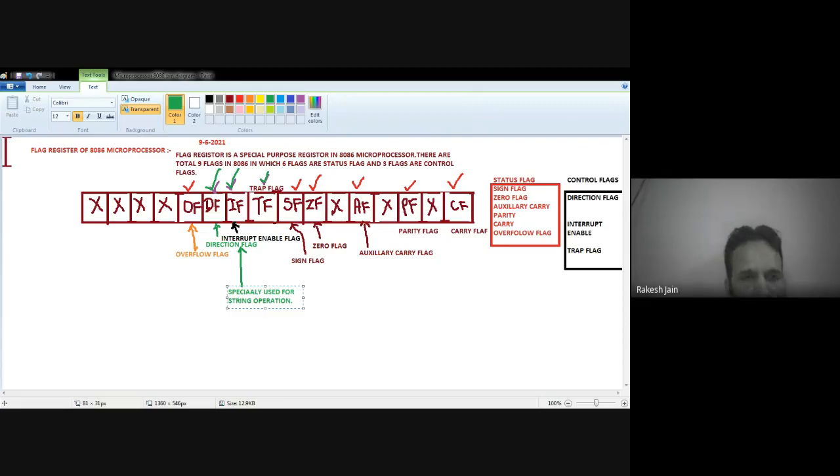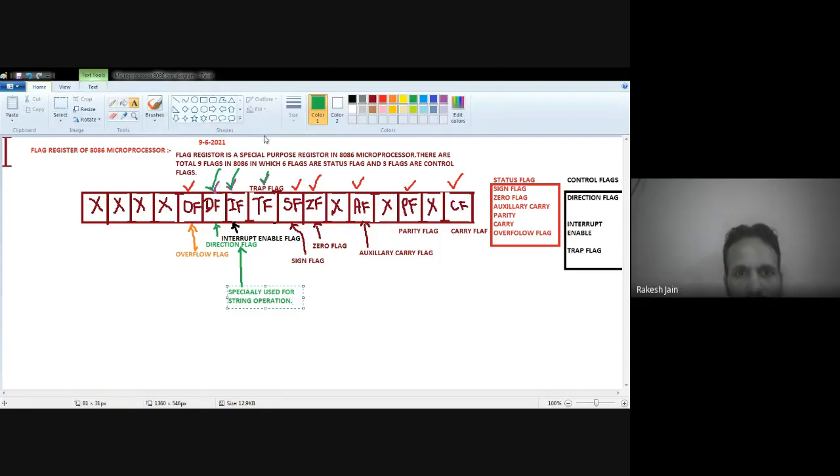The interrupt flag is used for interrupts. If set, the microprocessor will recognize the interrupt request. If zero, then it will not recognize any interrupt request and will ignore it. Zero means reset. Look very carefully at the interrupt flag.